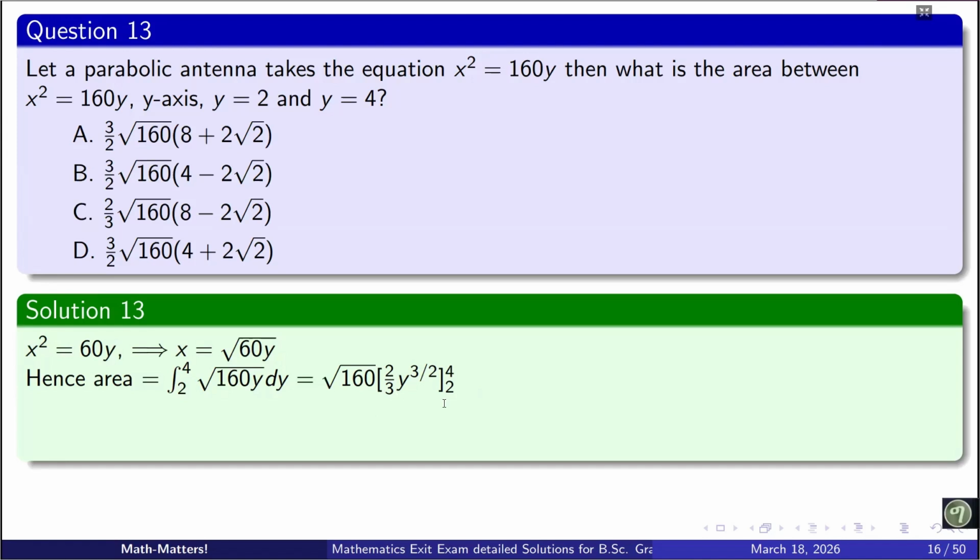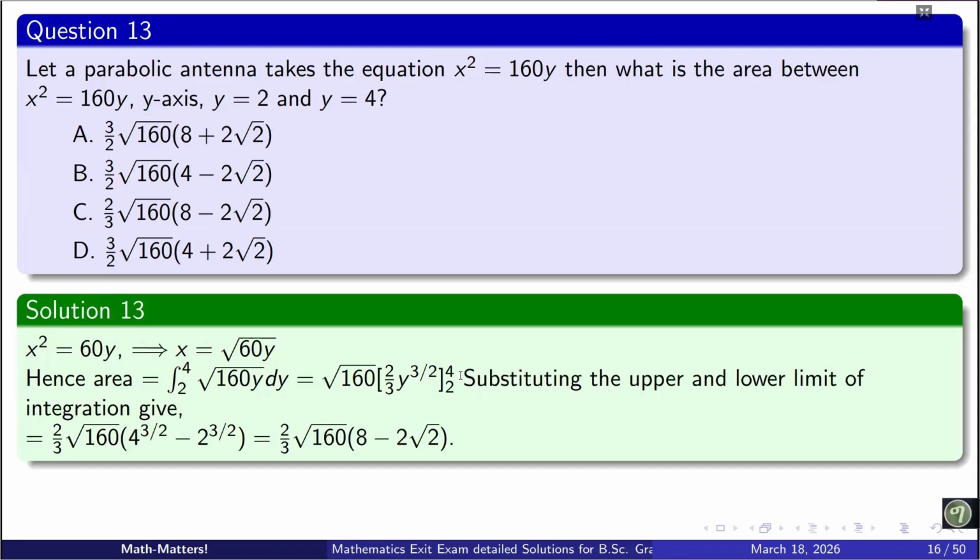Since the limit of integration is from 2 to 4, directly substituting the upper and lower limits gives the area to be 2 over 3 times the square root of 160 times (4 to the power of 3 over 2 minus 2 to the power of 3 over 2). 4 to the power of 3 over 2 means 8, and 2 to the power of 3 over 2 means 2 radical 2. Therefore, the area could be 2 over 3 times the square root of 160 into (8 minus 2 radical 2), which is identical with this one, that's simply C. So therefore, the answer could be C.